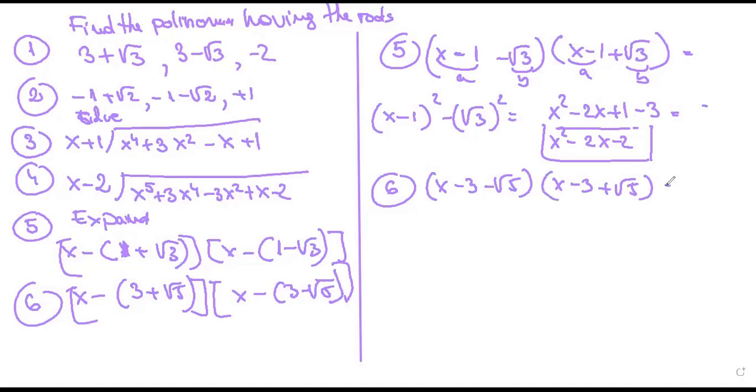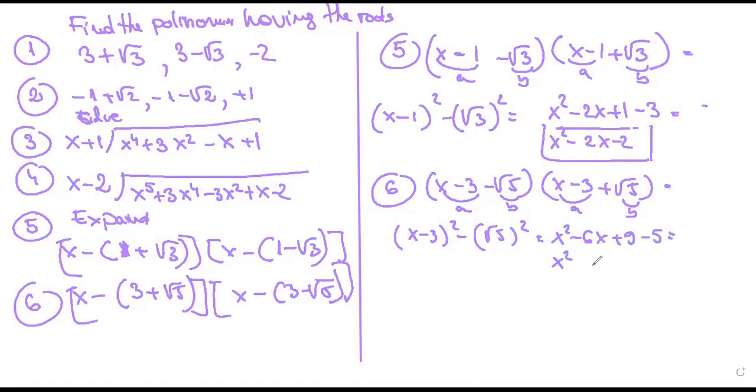X minus 3 is a, and square root of 5 is b. So that becomes x minus 3 squared minus square root of 5 squared. Which then becomes x squared minus 6x plus 9 minus 5, which becomes x squared minus 6x plus 4. Very good.